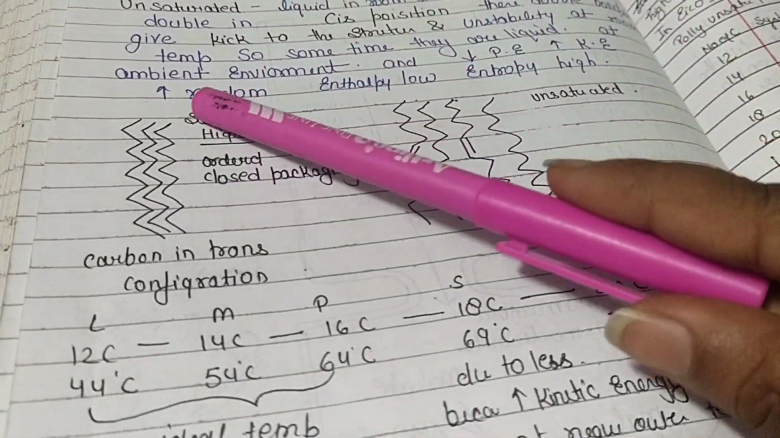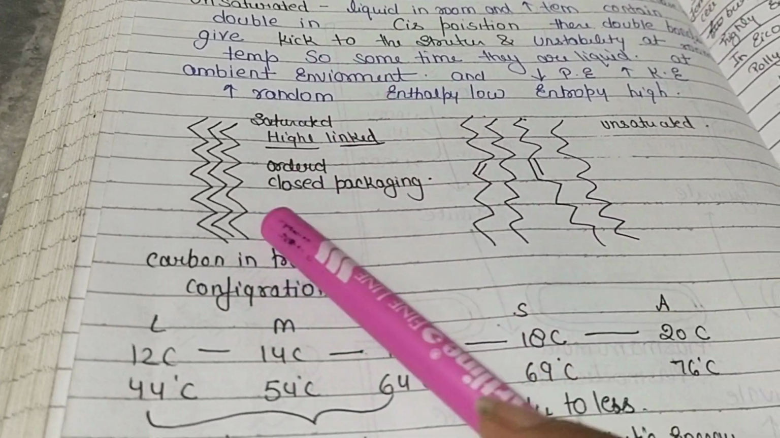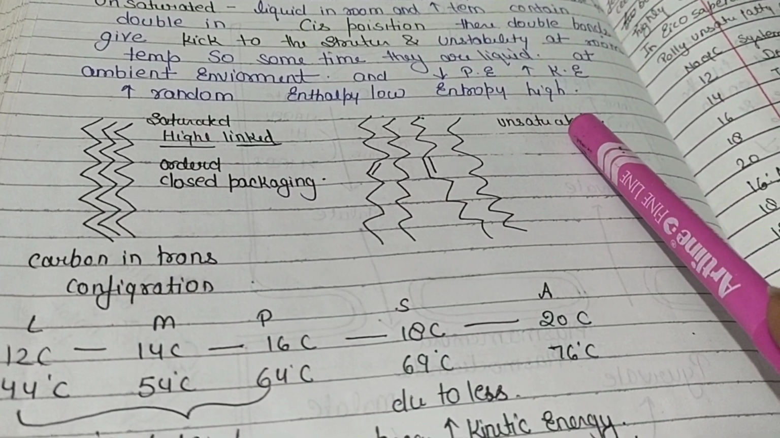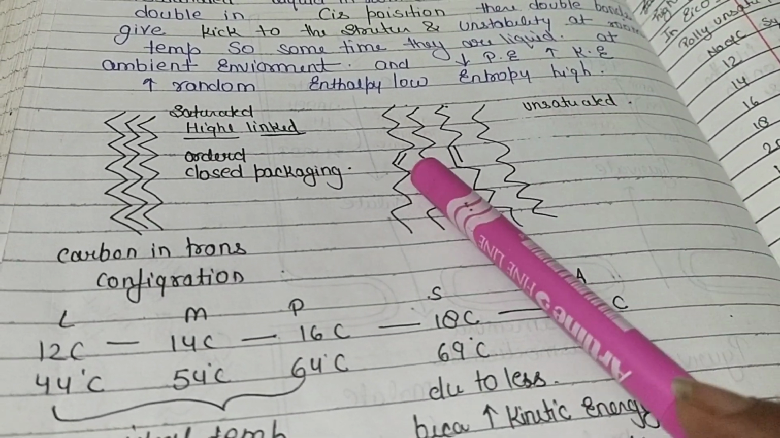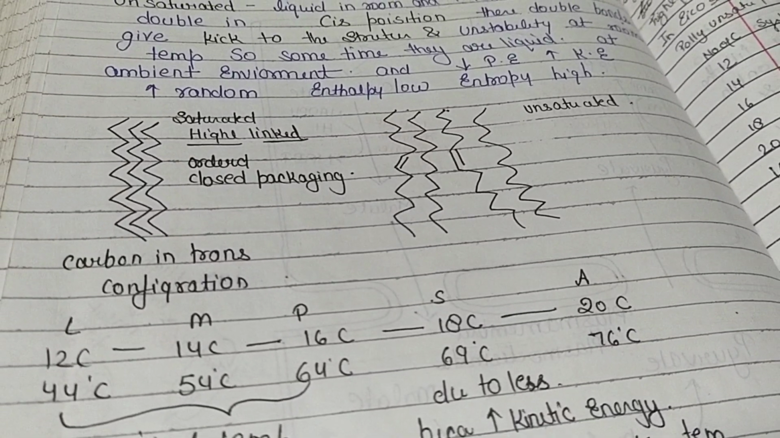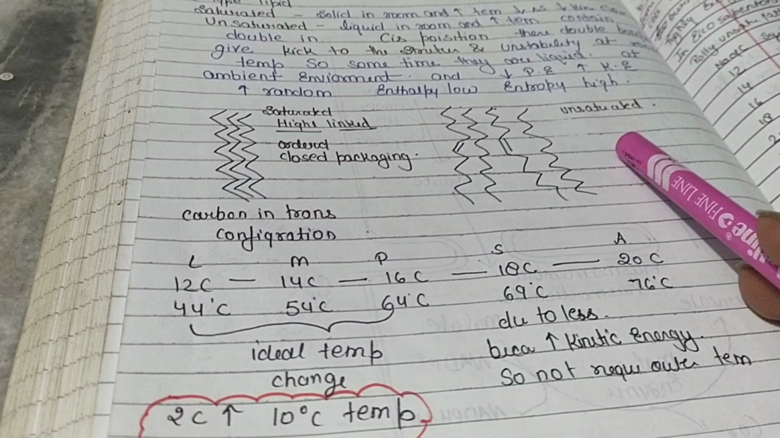So here I mentioned a structure. It is a straight form because they have no double bond, so it's trans form, saturated, highly linked, ordered, closed packed. But on the other hand, unsaturated lipids have a double bond, so it creates an unstable form known as cis. Okay, here we mentioned carbon trans and carbon cis form.